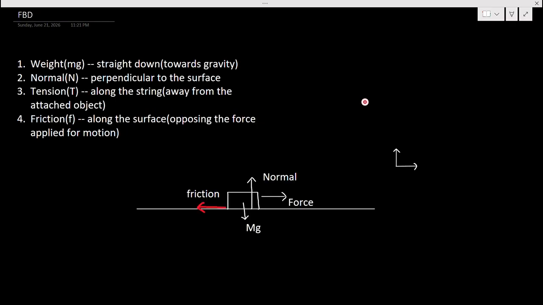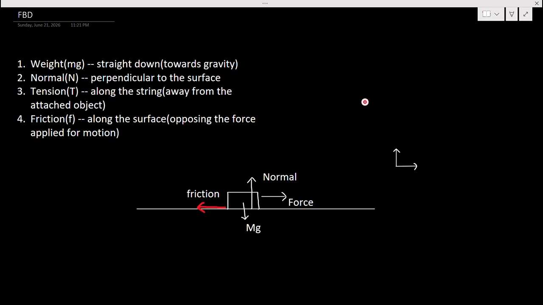So what is an FBD? FBD is basically a free body diagram. It's a sketch showing every force acting on an object and nothing else. Get this right and the maths writes itself. So there are four forces you will meet again and again. There might be more, but I think these are the most important ones, which you will see in most of the questions and in most real life examples.